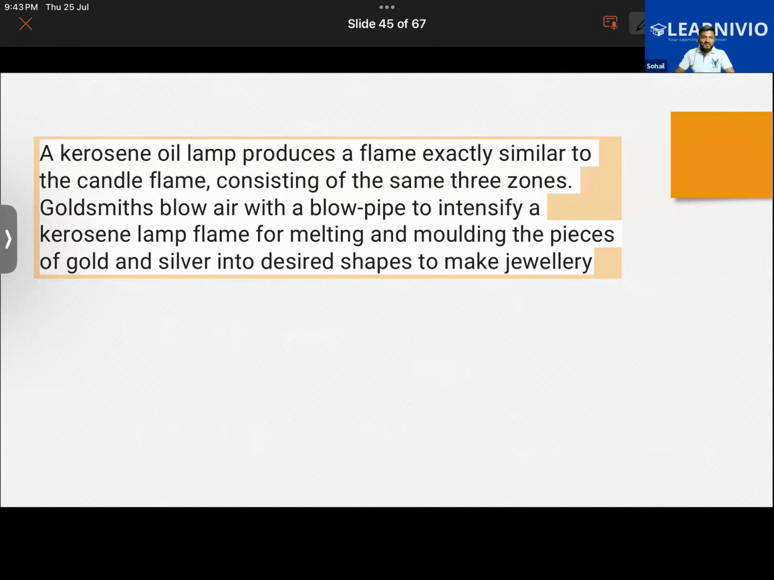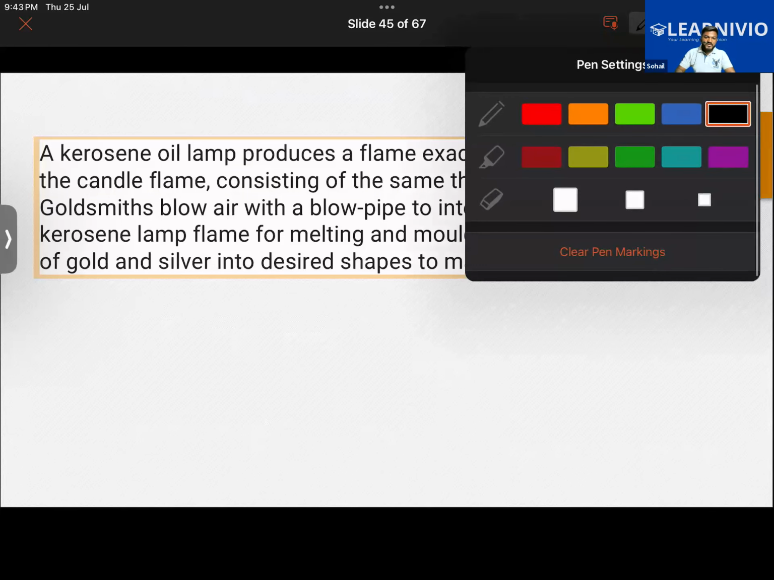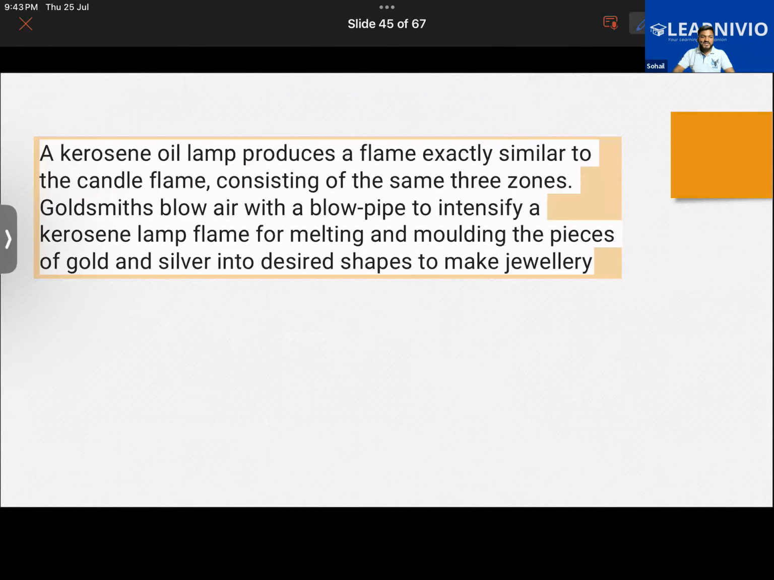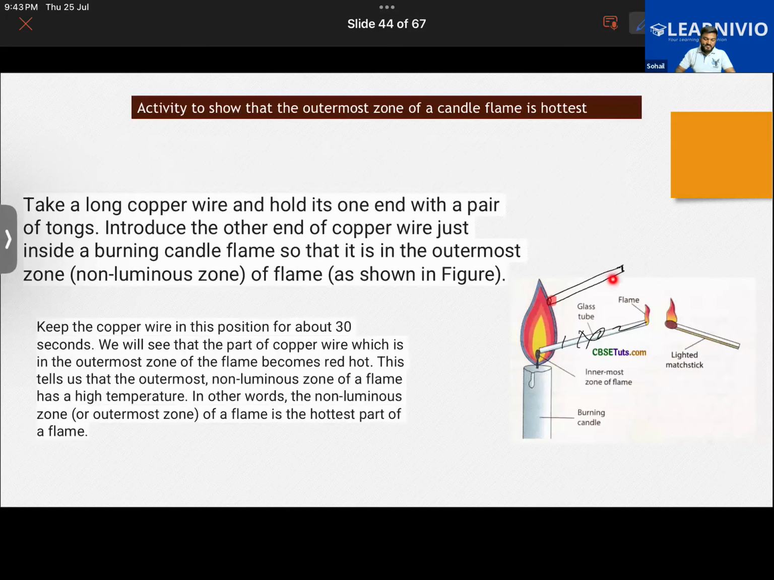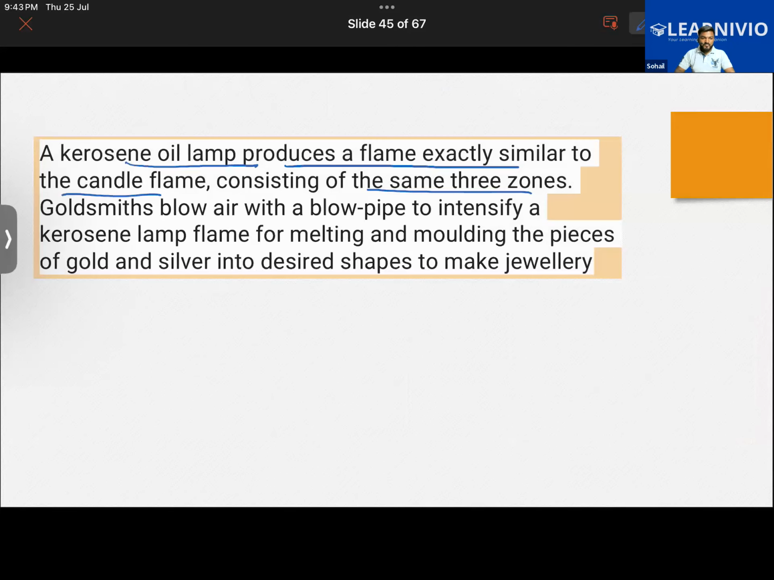Furthermore, apart from the candle, we have a kerosene lamp also that would produce exactly the same kind of flame as given off by a candle flame. So a kerosene lamp, an oil lamp, produces a flame exactly similar to the candle flame, consisting of the same three zones, right? Furthermore, goldsmiths also use the outermost zone. You would see that they blow air with a blow pipe to intensify the kerosene lamp, melting and molding pieces of gold and silver into desired shapes to make jewelry.